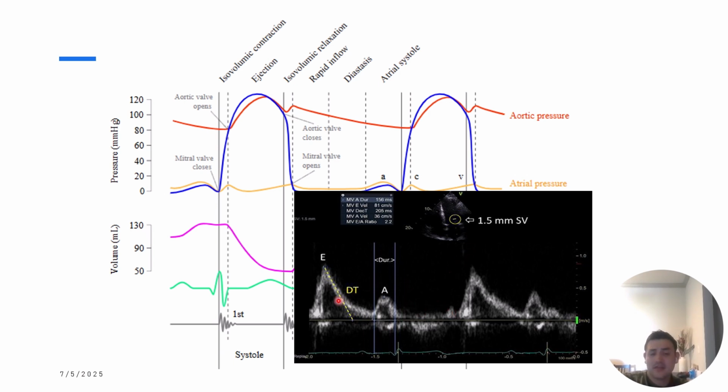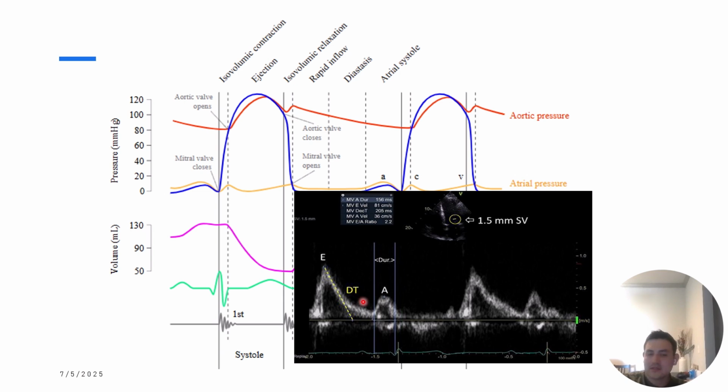In the echo it's the same thing. You have the E wave and the A wave. E wave means this rapid inflow. In normal individuals, the E wave is bigger than the A wave. The A wave is just about 20% of the volume. That's why E over A is going to be more than 0.8 but less than 2. Why less than 2? We're going to talk about those things later.